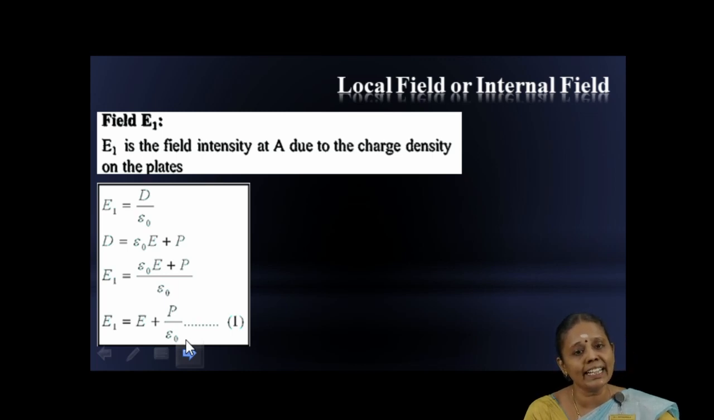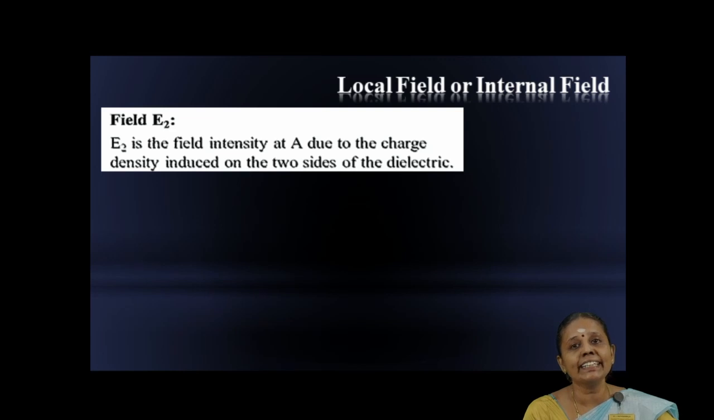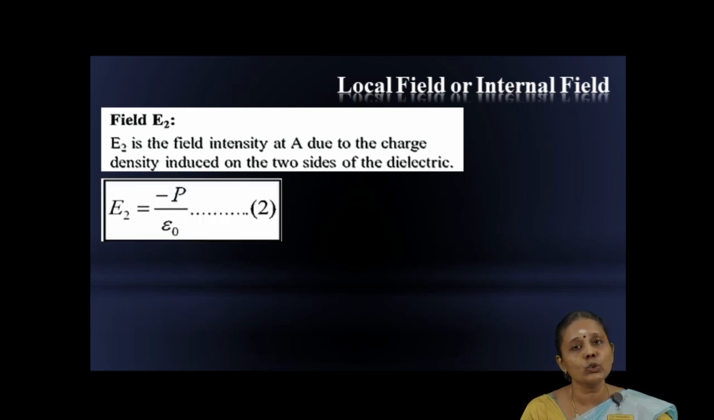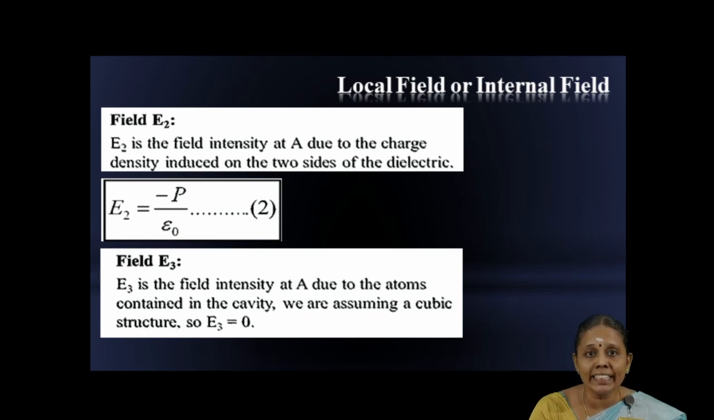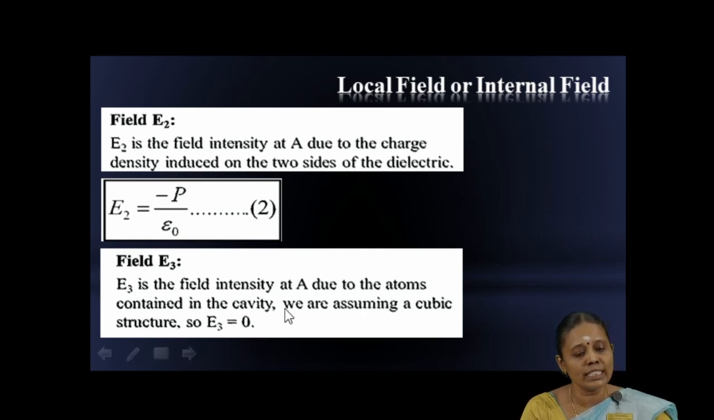Next, let us find the field E2. E2 is the field intensity at A due to the charge density induced on both sides of the dielectric material. So, E2 is equal to minus P by epsilon naught. Next, find the field E3. E3 is the field intensity at the point A due to the atoms contained in the spherical cavity. Here we are assuming that the structure inside the material is cubic. So the field inside the atoms is 0. So, E3 is equal to 0.